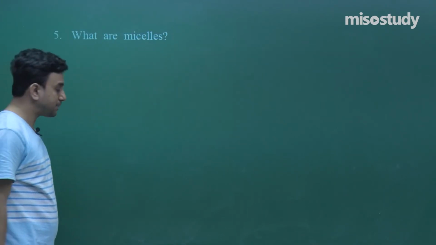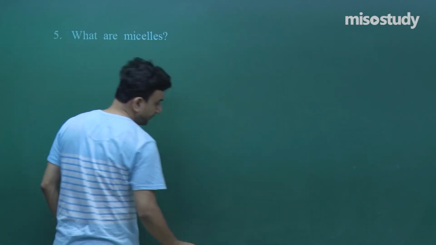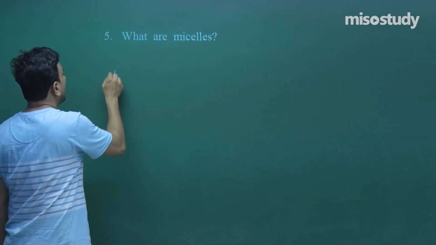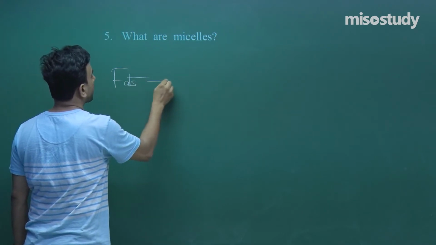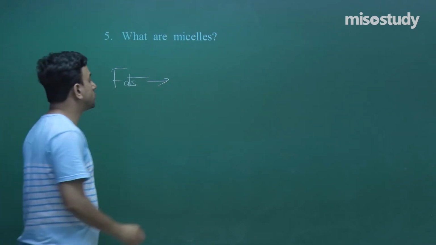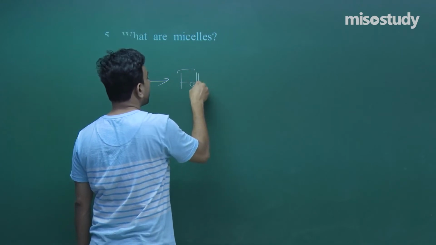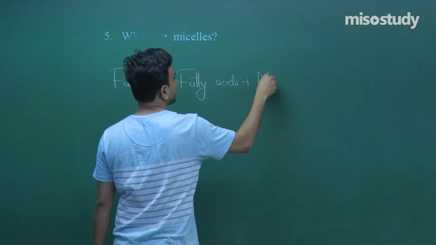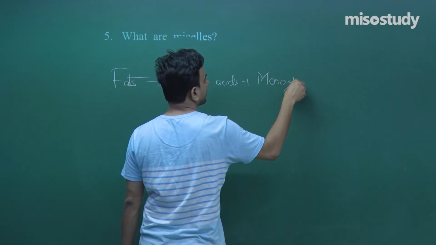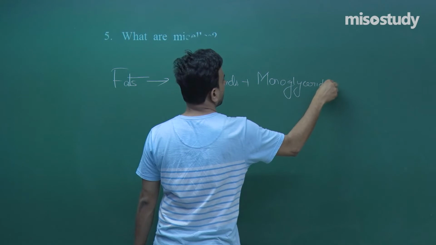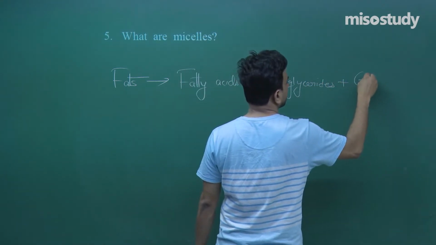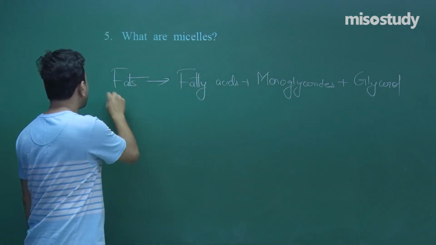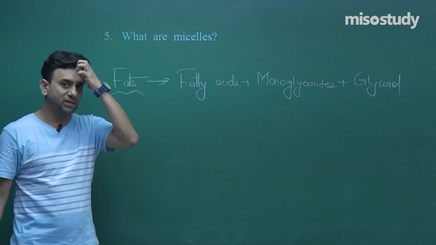What are micelles? Absolutely, what are micelles? So, let us understand this, what are micelles. First of all, to understand, we will see that when fats are broken down, they are broken down into fatty acids plus monoglycerides, plus glycerol. This is the breakdown product of the fats, the fatty acid plus the monoglycerides plus the glycerol.